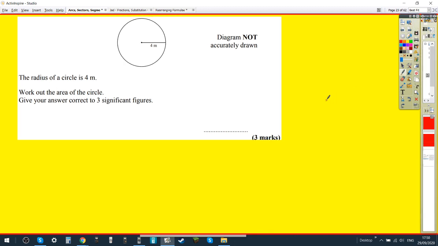Okay, exam question. The area of a circle. Give your answer to 3 significant figures. So the area is pi r squared, and 4 is the radius. So you need to do pi times 4 squared. Yep. What does that get you?